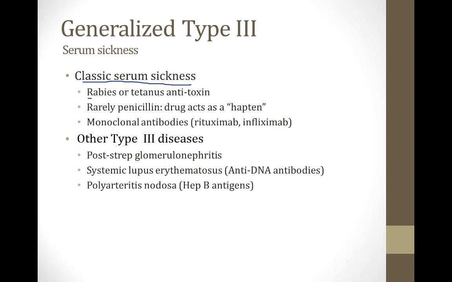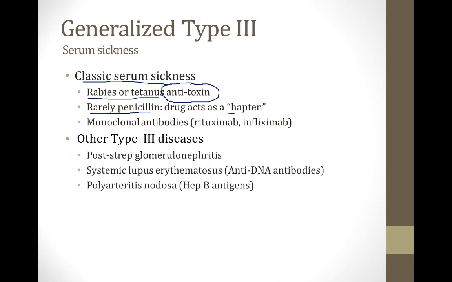People who are administered rabies or tetanus antitoxins sometimes experience a serum sickness. These antitoxins are pooled plasma from humans and sometimes horses, and it's designed to passively immunize people against rabies or tetanus, and sometimes a serum sickness-like illness can develop. Rarely, penicillin can cause a serum sickness-like reaction.